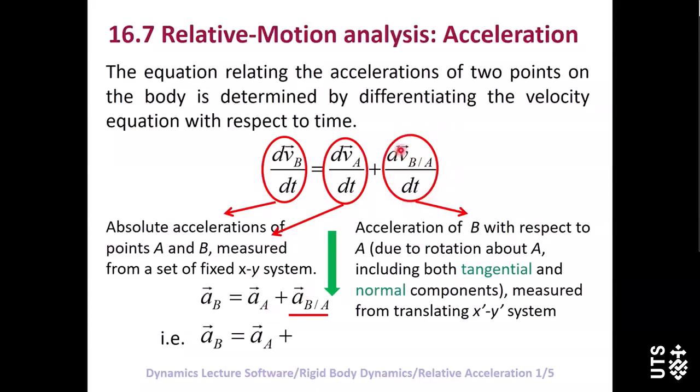This item dVBA/dt will give us the acceleration of point B with respect to point A. That will be ABA. This ABA has two components. One is the tangential component and another one is the normal component. This one tangential, this one normal.